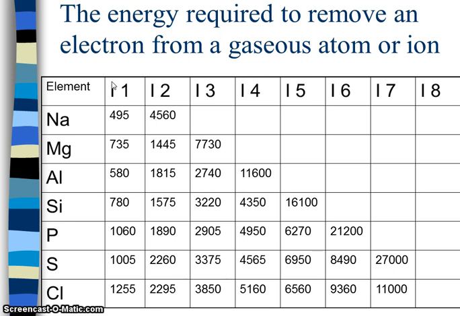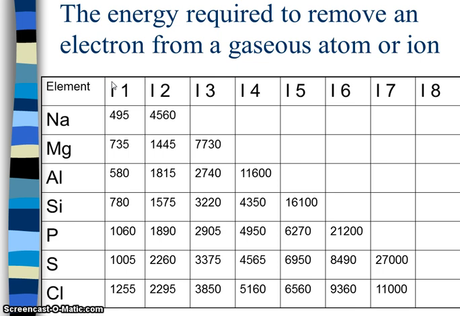Now let's look at successive ionization energies for an atom. And first, let's look at sodium. To remove the first electron, our first ionization energy is 495. Our second ionization energy, or the energy required to remove a second electron from the sodium ion, is 4,560. Notice that that number increases. When we look at magnesium, the ionization energy to lose the first electron is 735. To lose the second electron is 1445, and to lose the third electron, it jumps way up to 7730.